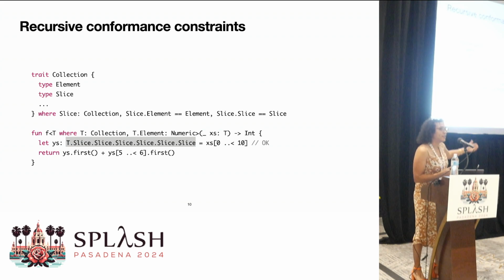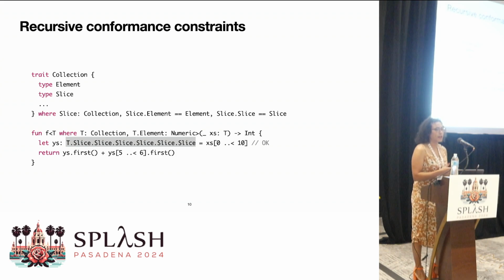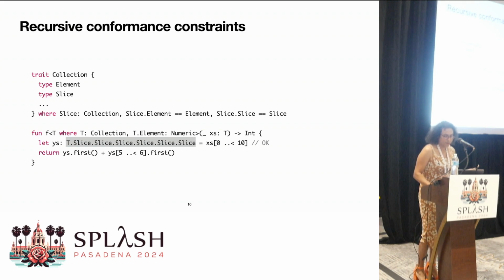So we know that T is a collection, and T has a slice. The slice of a slice is also a collection, and the slice of a slice is a slice. So T.Slice.Slice.Slice.Slice is equal to just T.Slice. And this is nice and fun. We can play with these kinds of expressions, but it also makes type checking really hard.